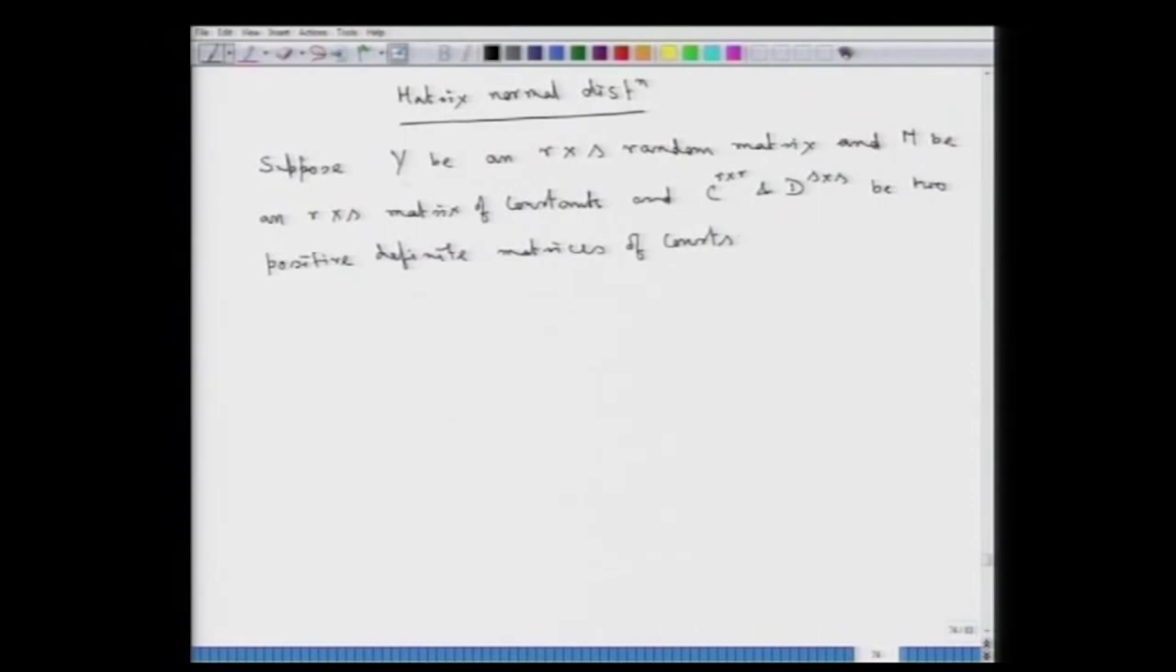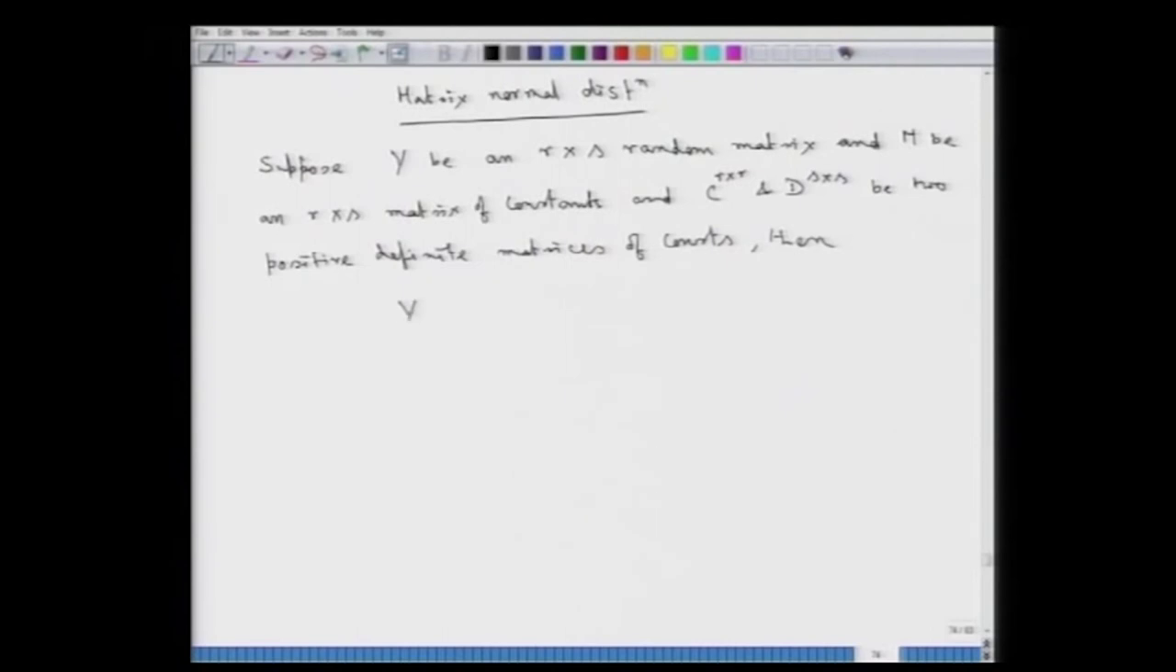So, we have 4 such matrices now. Y is an R by S random matrix, M is an R by S matrix of constants, C and D are also two non-random matrices, matrices of constants. This is R by R and D is S by S. These two matrices C and D are positive definite matrices. M may or may not, we are not actually concerned about any special property about this M matrix, it is a rectangular matrix. It is importantly of that same dimension as that of this particular matrix.